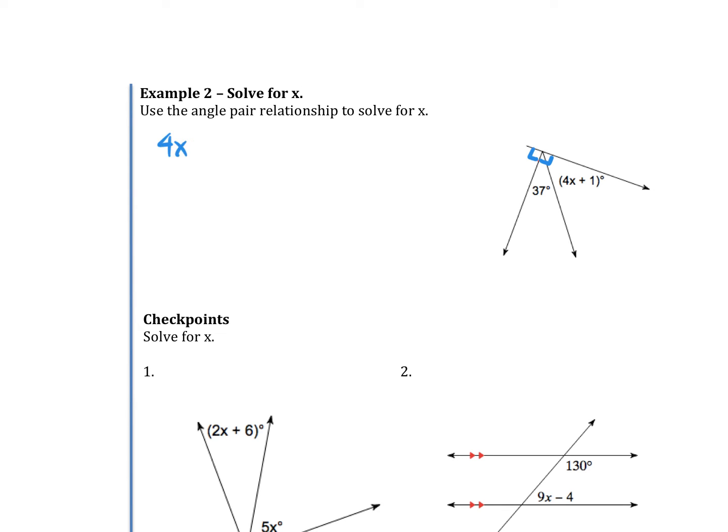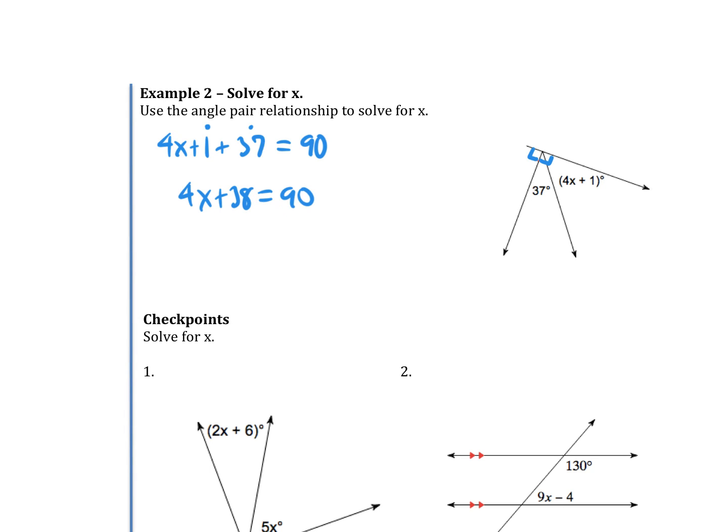So we're going to do 4x plus 1 plus 37 equals 90, okay? All right. So they have to equal 90 because the other side equals 90. Go ahead and pause the video, see if you can solve this. All right, combining like terms. 1 plus 37 is going to be 38.